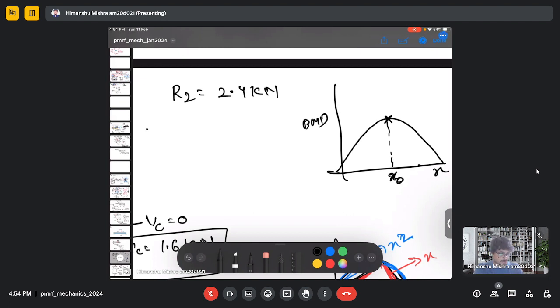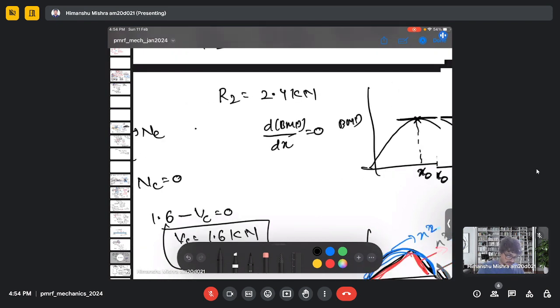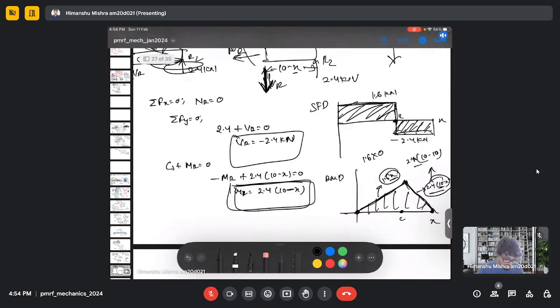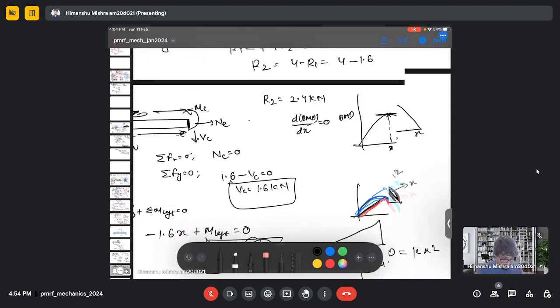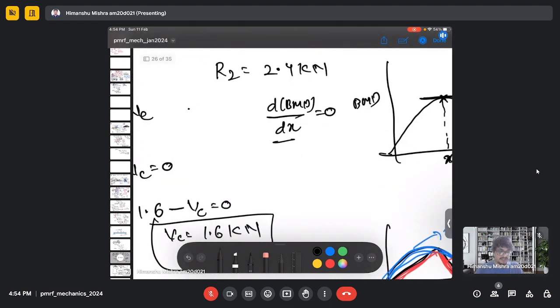Maximum. And you can see the slope here is zero, which means the rate of change of bending moment with respect to x is zero, because the slope is zero here. So you need a bending moment expression, just like here we found this bending moment expression, and you need to differentiate it with x.